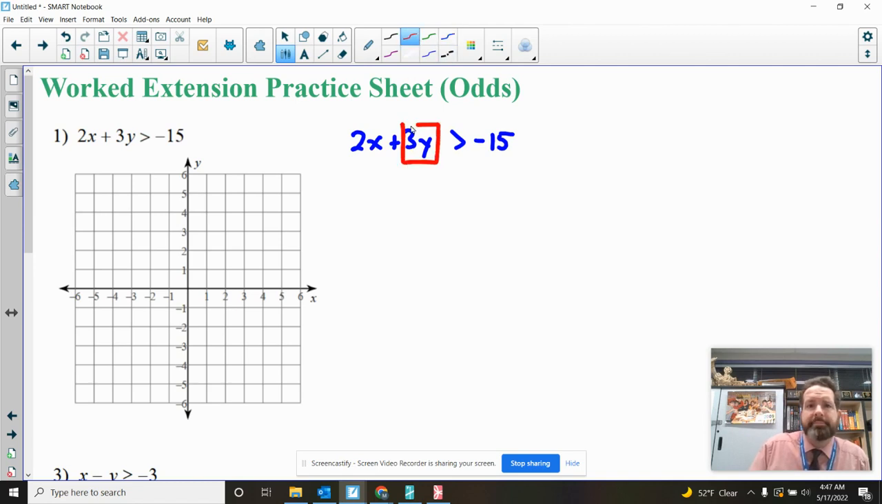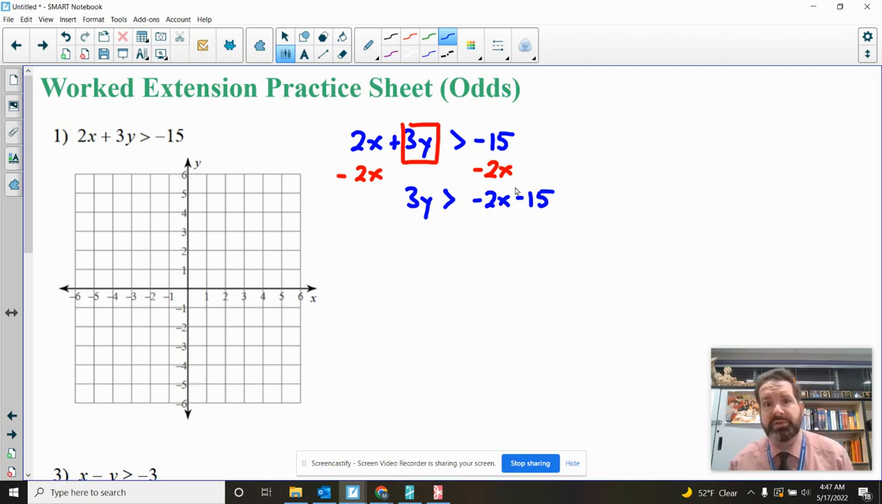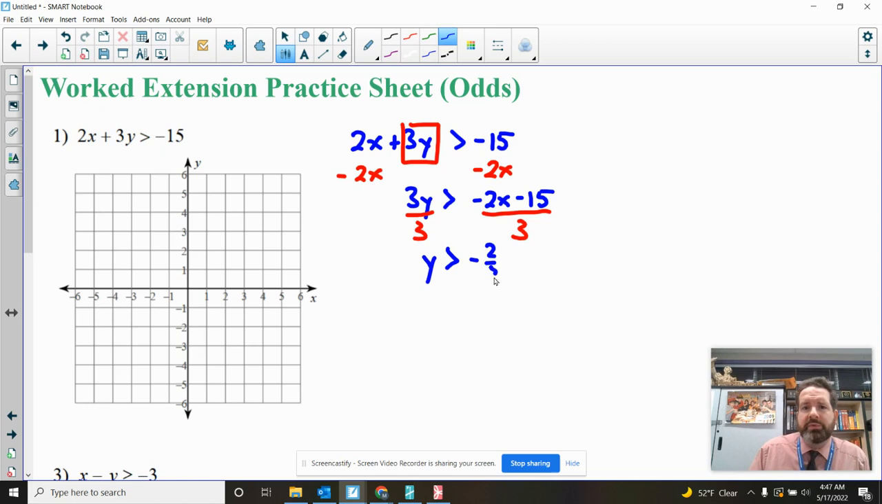I need these x's to go over to the other side. We're then left with 3y greater than negative 2x minus 15. We will traditionally put the x term first to match slope-intercept form. And then lastly, division by 3. Because 3 is a positive number, there's no need to change the direction of the inequality. Negative 2 divided by 3 is just negative 2/3, and negative 15 divided by 3 is negative 5.